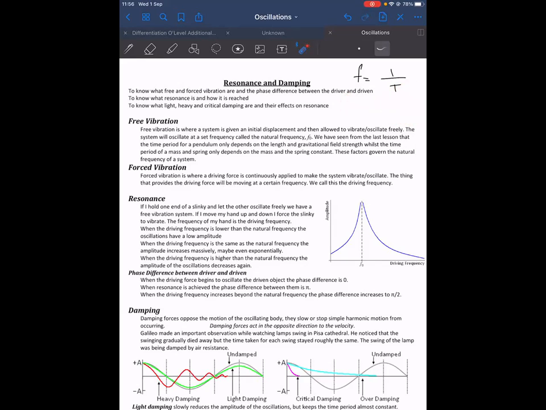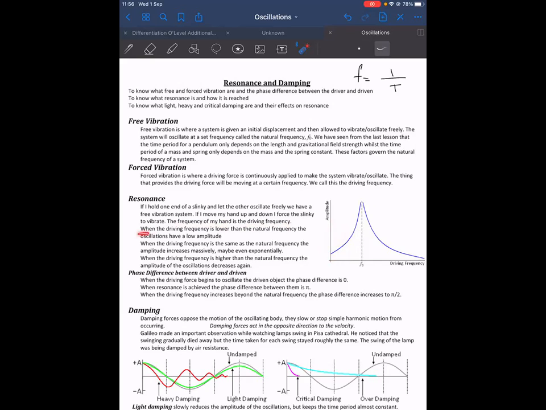So if you allow a system to oscillate freely, it's going to oscillate at its natural frequency, and that depends on certain factors depending on the system. But again, you may make any system oscillate at a certain frequency other than the natural frequency. That's what we call in physics the driving frequency. I've just given an example: if I move my hand up and down and make this slinky spring oscillate at a certain frequency, the frequency of my hand is what we call the driving frequency. The frequency at which I move my hand is the frequency at which your system will oscillate. That is called the driving frequency.